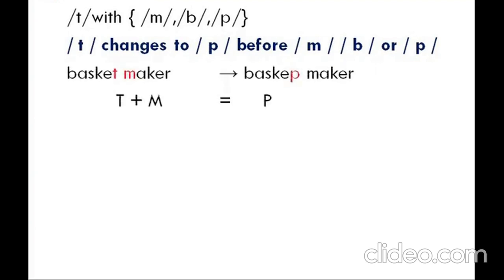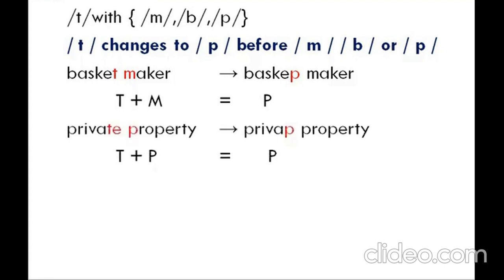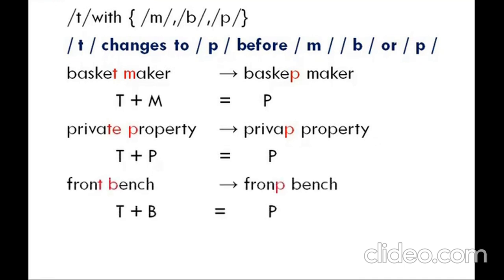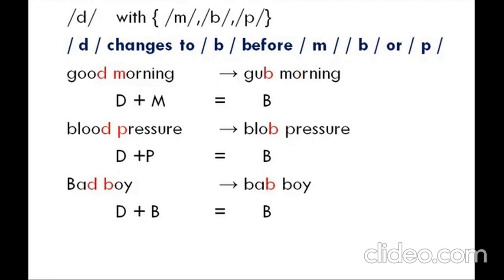For example, basket maker is actually sounding like "baskep maker", where t in combination with m changes to p. Private property is actually sounding like "privape property". Front bench sounds like "fromp bench", where t sound in these three cases is assimilated and it's coming out as p. Similarly, if you observe, the sound d also assimilates whenever it is used in combination with the sounds m, b, and p. It changes to b.